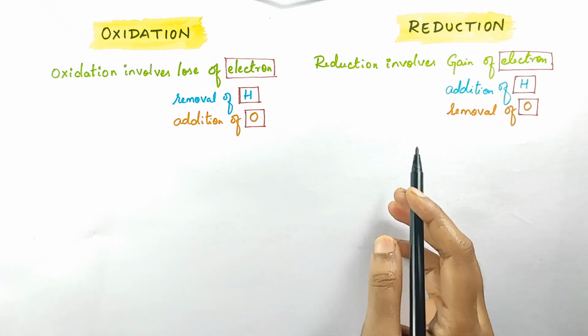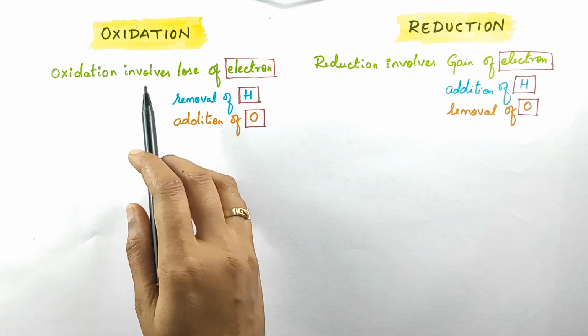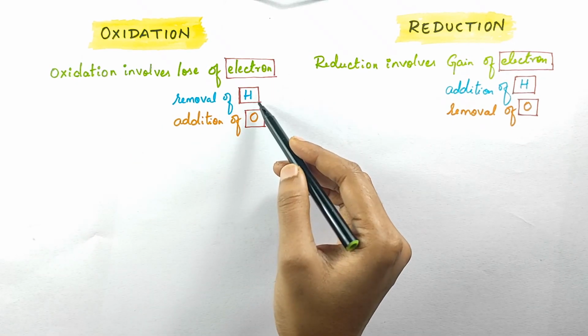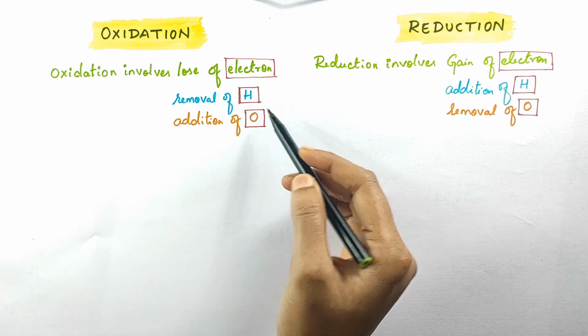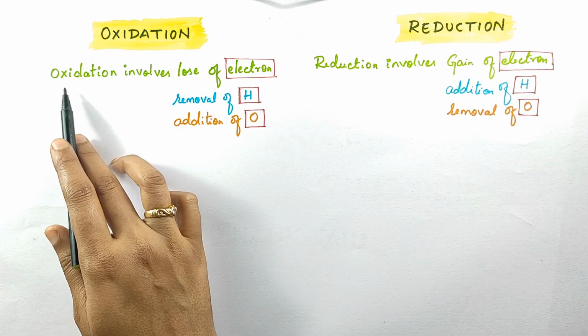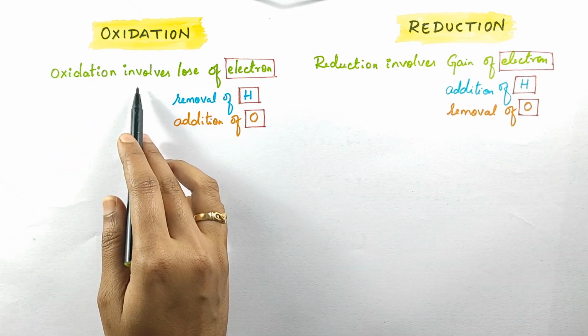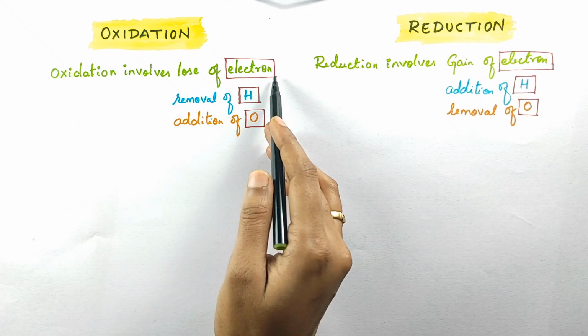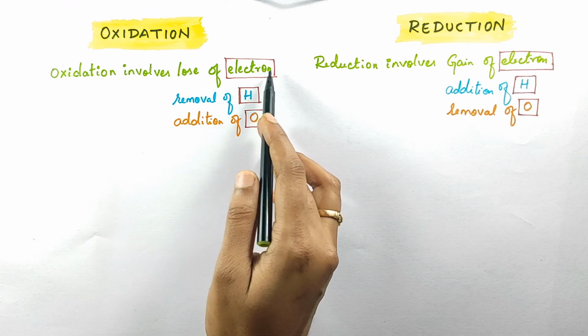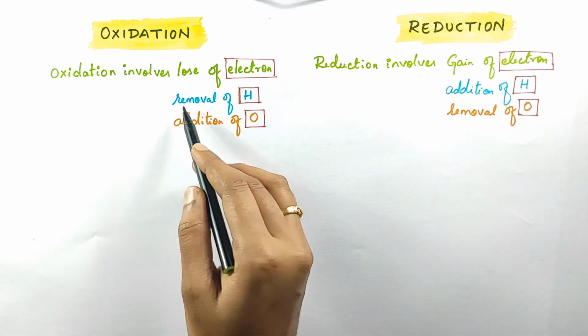Oxidation and reduction. So oxidation can be defined in different ways based on electrons, hydrogen and oxygen. So let us see the definition. The first definition of oxidation is: oxidation involves loss of electrons. This is based on the electron definition.